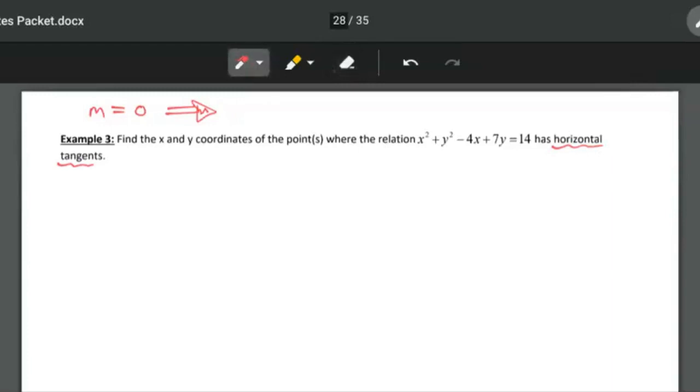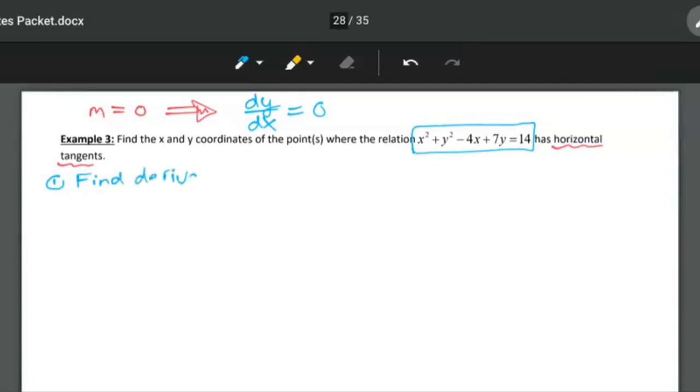But our derivative, if this is our relation right here, I think our derivative is going to be called dy dx. So that means dy dx has got to equal 0. So we should probably first find dy dx. Once we do, set it equal to 0 and start solving. All right, so step 1, let's find our derivative.